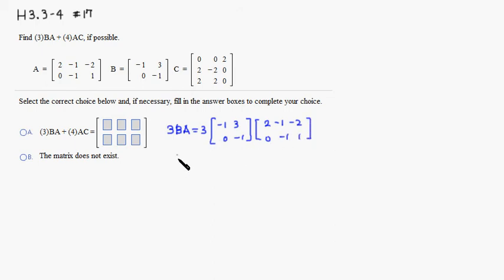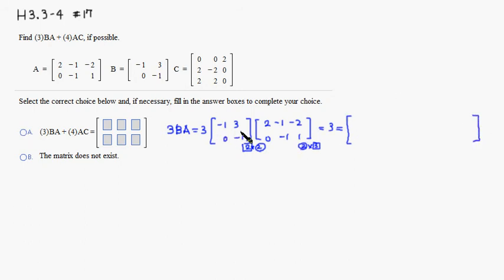Alright, so if you multiply that, you're going to get this. Let's see. So you have 3 out there. I'm going to do the multiplication. So you can see that it's a 2 by 2 times 2 by 3. So we have to make sure that these two numbers match. But the resulting matrix is going to be 2 by 3.